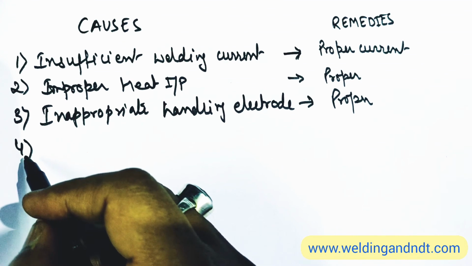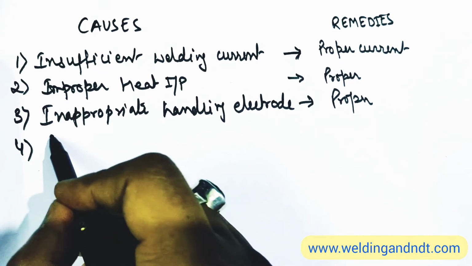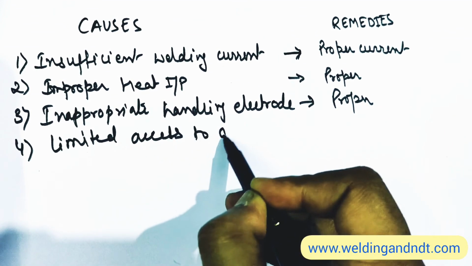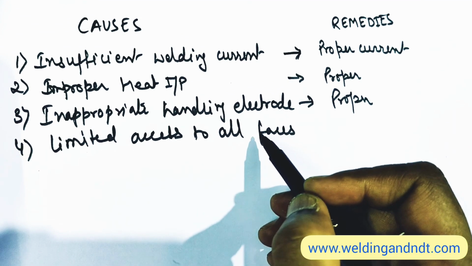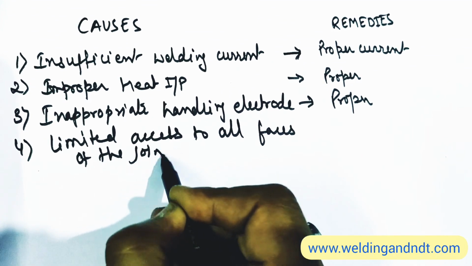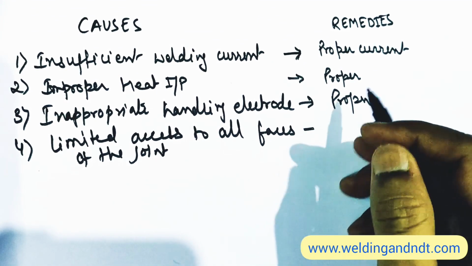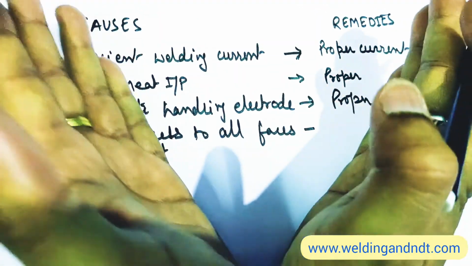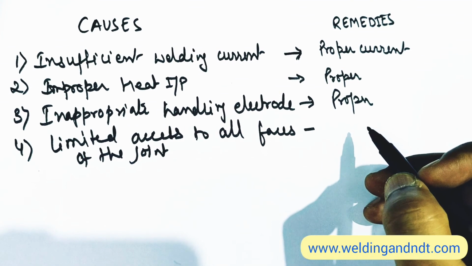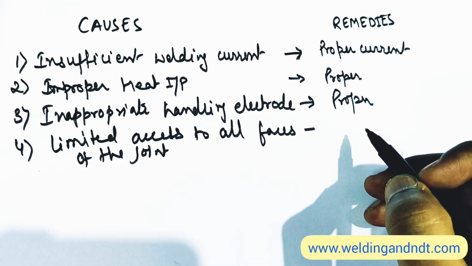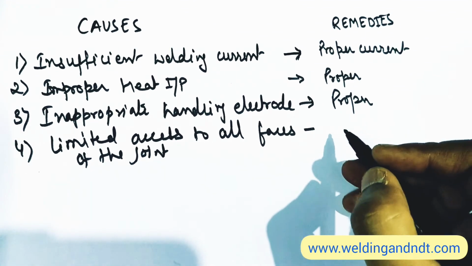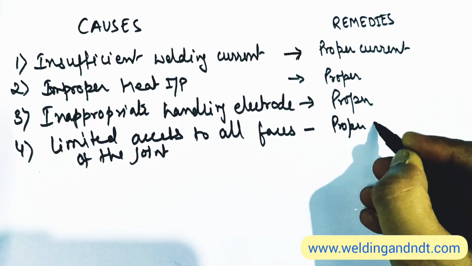Now the fourth one is limited access to all faces of the joint. Means friends, suppose here I have to do the welding, these are the two faces, and if somewhere at the face there is no access, then chances of lack of fusion will be there. Hence we have to make sure that there is proper access before welding.